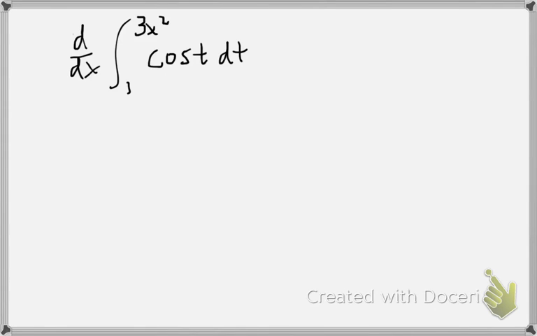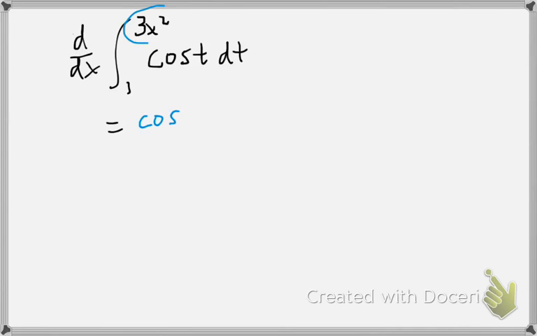So let's just say we take the derivative of some integral from 1 to 3x squared. That's some function of x. And down here we have, let's say, cosine of t dt. So what is that? Maybe pause the video and see if you can get that.